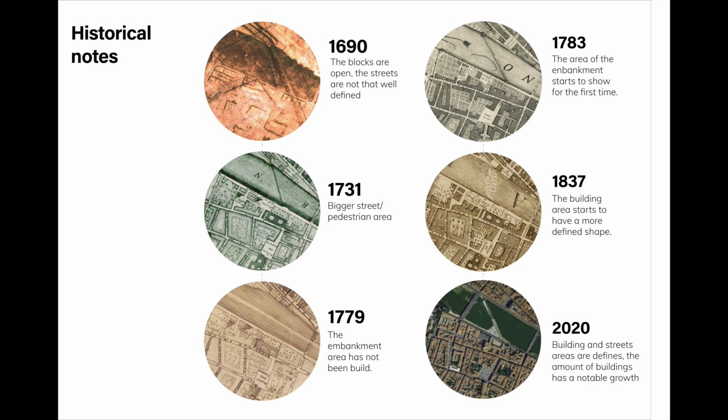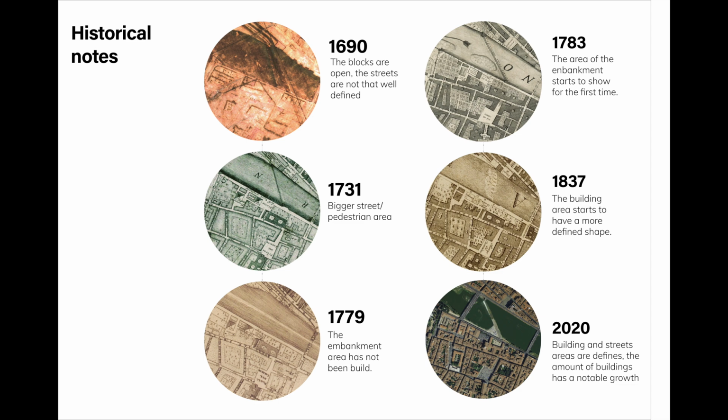We can see how it changed from the beginning, how the crops, the blocks, the streets, how we had before bigger streets and more pedestrian area. Also how the embankment area wasn't built until 1783. And now we can see how the buildings and street areas are defined, and the amount of buildings has a notable growth.